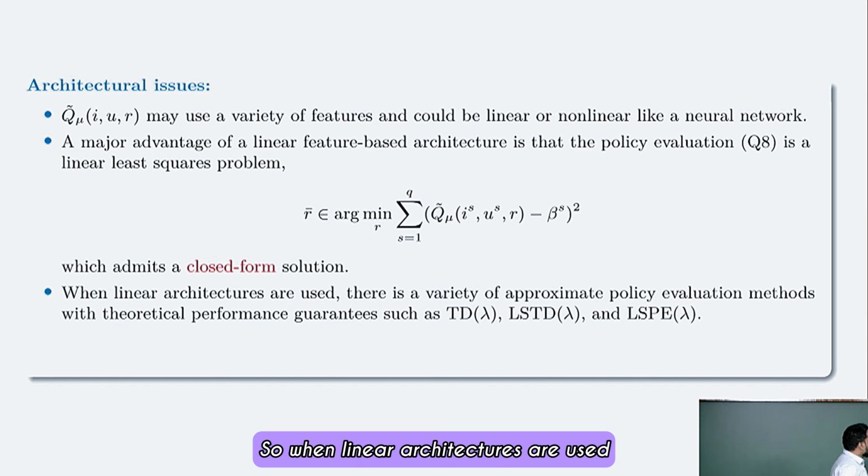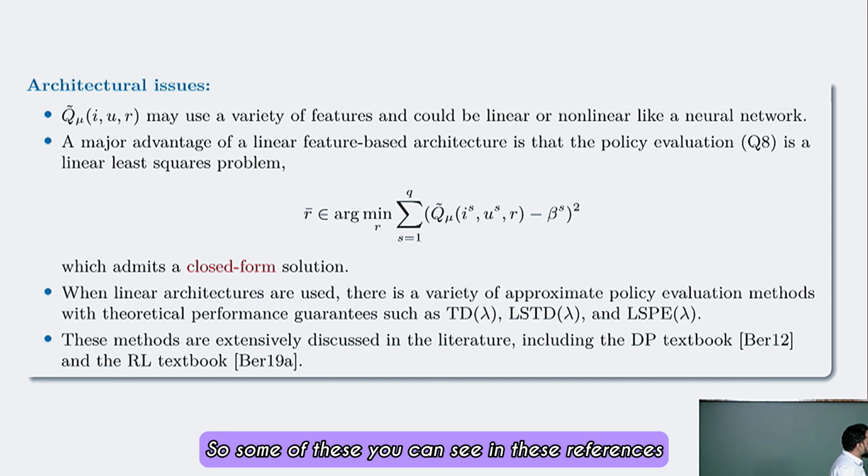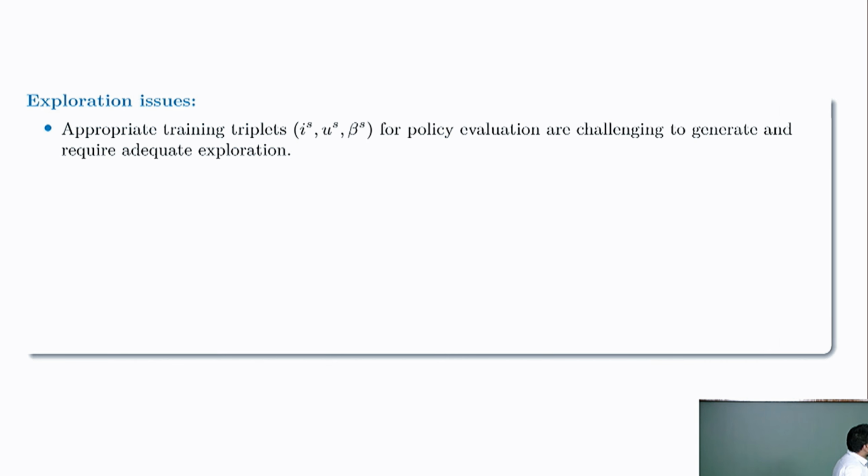So when linear architectures are used, a variety of approximate policy evaluation methods with theoretical guarantees are also there, such as TD lambda and LSTD lambda and so on. Some of these you can see in these references, or I will cover them in the second half.